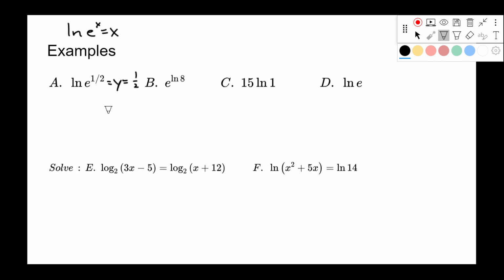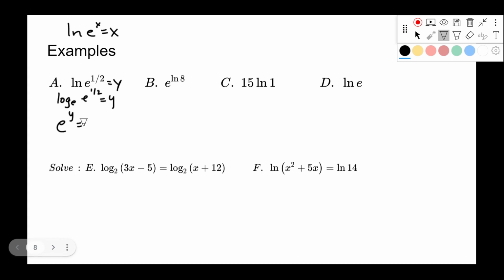That's the property. Let's say you didn't know that, though. Let's say you didn't know the property off the top of your head, and you only knew that ln e to the 1/2 equals y. Well, if you don't know something in log form, switch it to exponential form and see what happens.